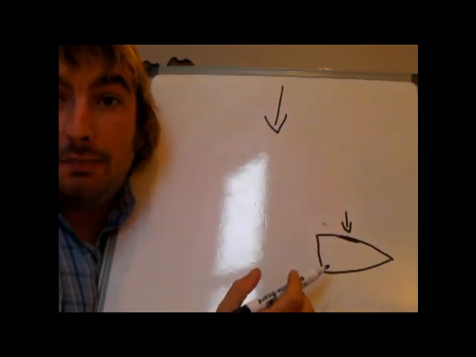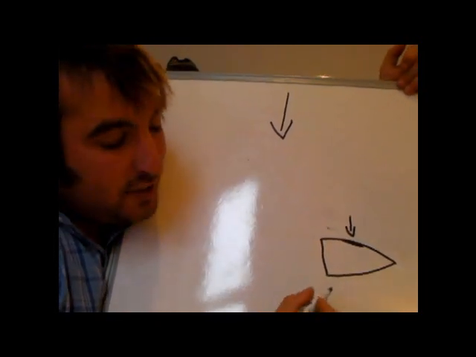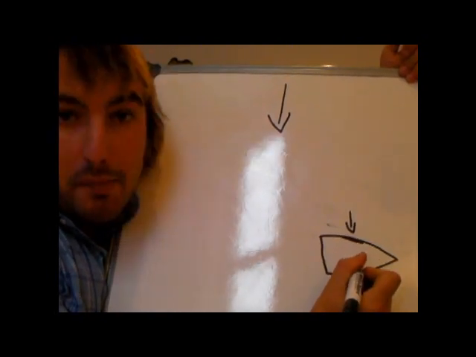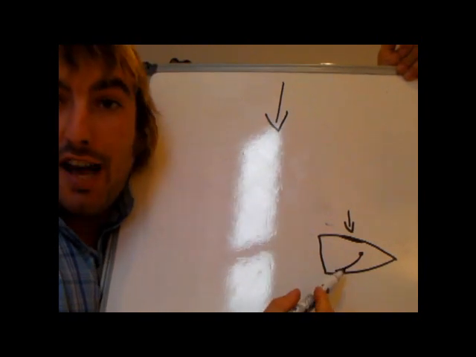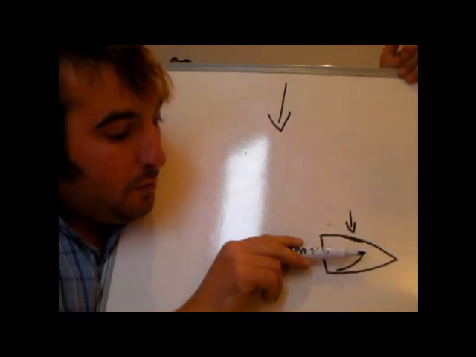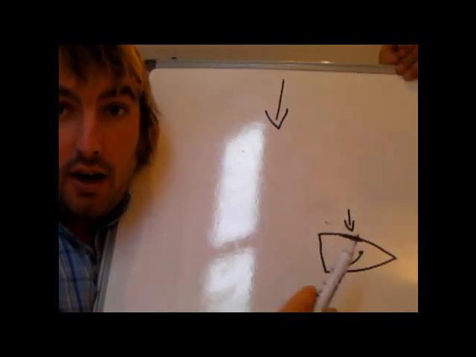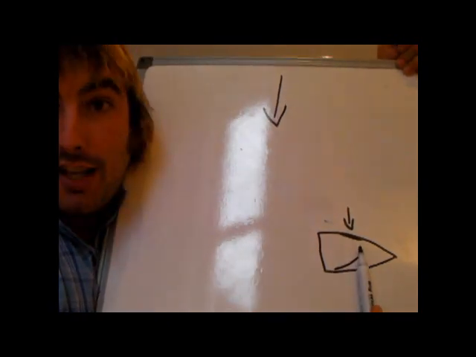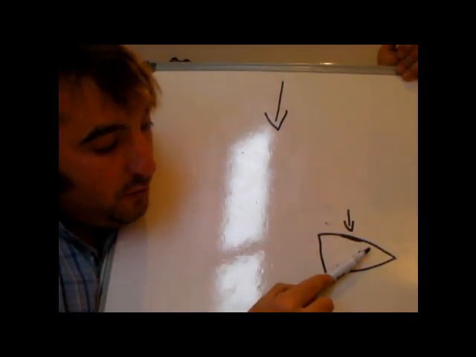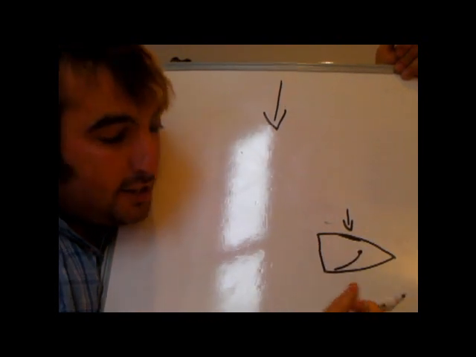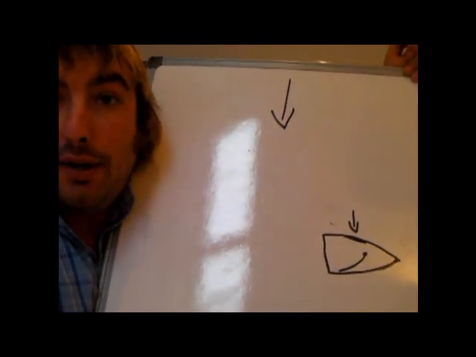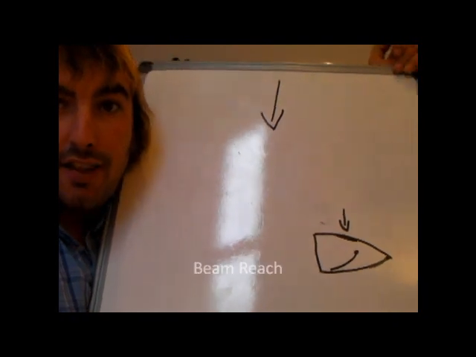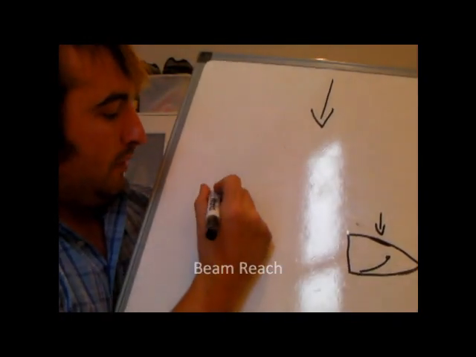What we need to do with our sails is we've got our mast, then we've got our sails. Our mainsail is roughly halfway out. All the way in would be across here, all the way out would be across here, and so somewhere halfway would be roughly here. And the same with our genoa or our jib. It's going to be roughly halfway out there. And that's what we call a beam reach.